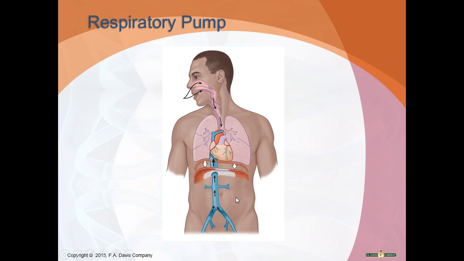Now, the respiratory pump happens when we inhale, the chest expands and the diaphragm moves downward. This causes the pressure in the chest cavity to drop and the pressure in the abdominal cavity to rise. The rising abdominal pressure squeezes the inferior vena cava, forcing the blood upward toward the thorax. The lower pressure in the thorax helps draw the blood toward the heart. Valves on the veins in the legs make sure the blood doesn't flow backward. So the respiratory pump and the muscle pump help to move the venous blood toward the heart.